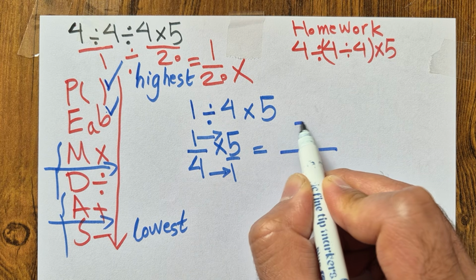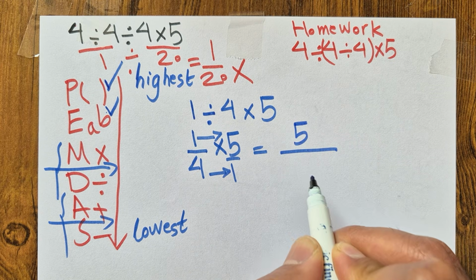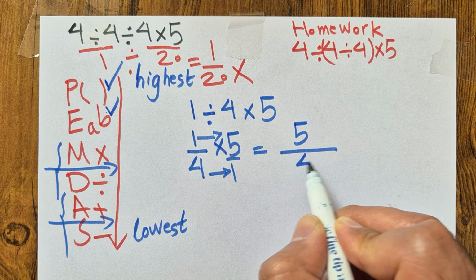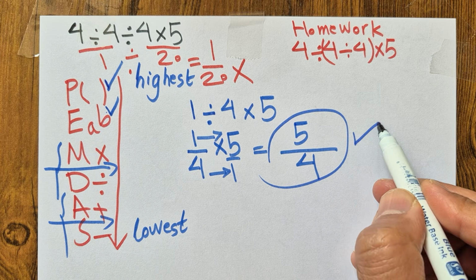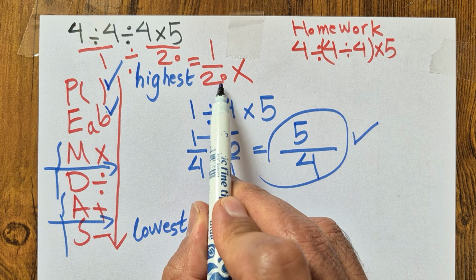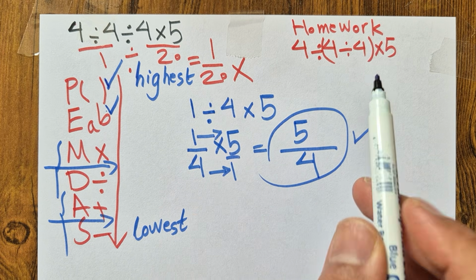So 1 times 5 gives us 5, and 4 times 1 gives us 4. And this is the final and the only correct answer. As you can see, it's really different from 1 over 20, which was the wrong answer.